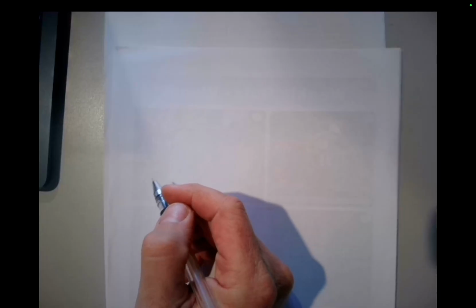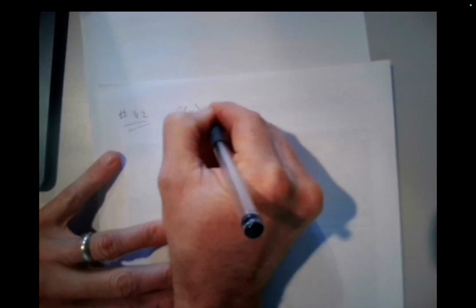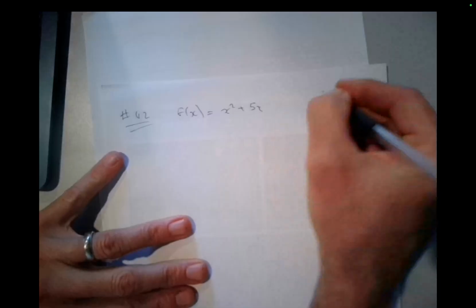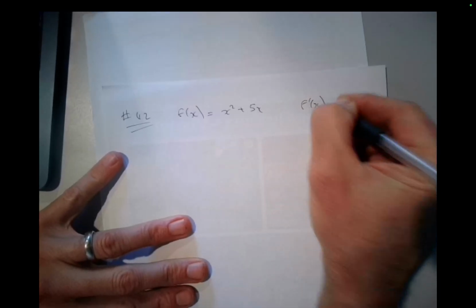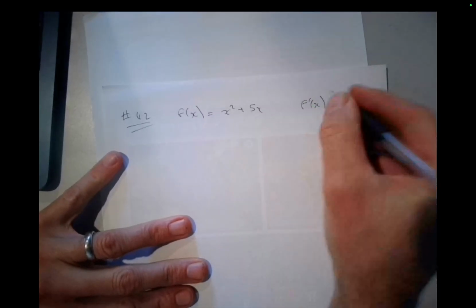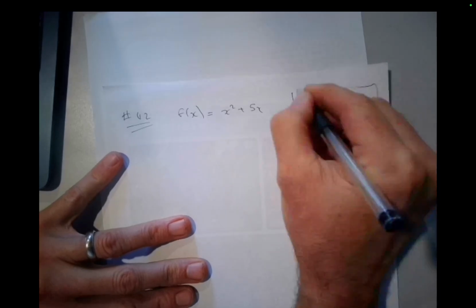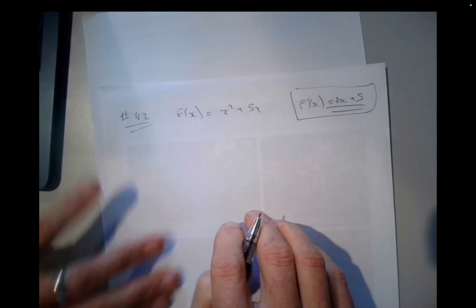Okay, let's do another one. Let's do number 42. Number 42 says f of x is equal to x squared plus 5x. Okay, if you want to get the answer straight away, f dashed of x, that means differentiate this with respect to x, is 2x plus 5. So that's our answer. Let's get this answer by first principles.